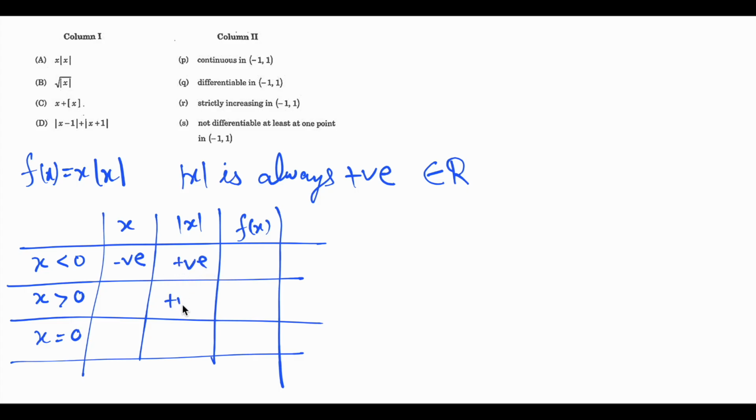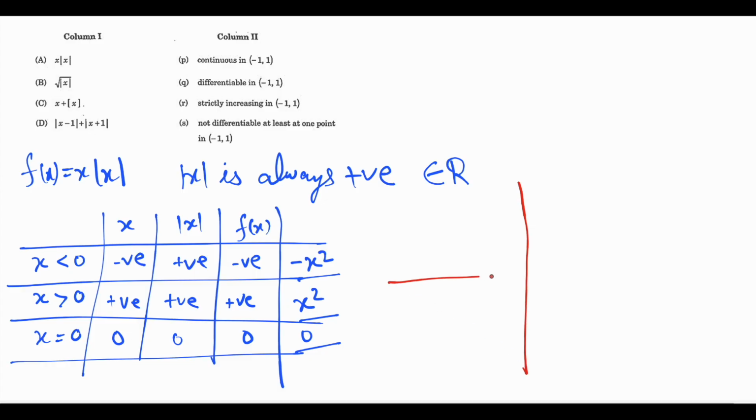for different domains. The domains are like the critical point, this is x less than 0 and then x greater than 0 and then for the value x equal to 0. And what we see is that x has negative, positive and 0 value for different domains, and for different domains mod x is positive and 0 when x equal to 0. So the function f(x) which we found is going to be negative for x less than 0, and for x greater than 0 f(x) is going to be positive because x and mod x both are going to be positive, and it will be 0 at x equal to 0.